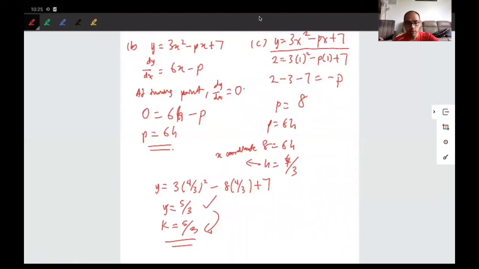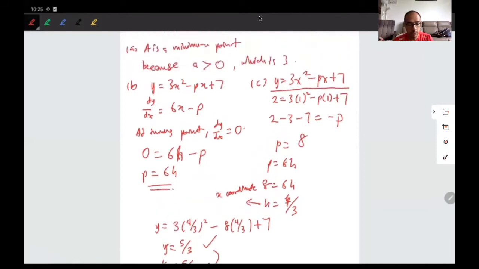Okay, so this is an interesting question because they ask you to use the same equation twice. The first time is to find the value of P, the second time is to find the actual quantity that you want to find. Okay, so how would I rate this question?